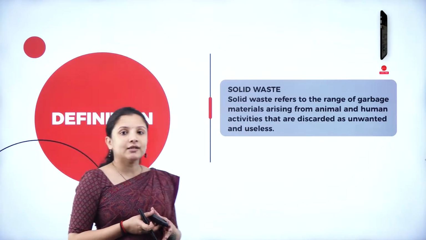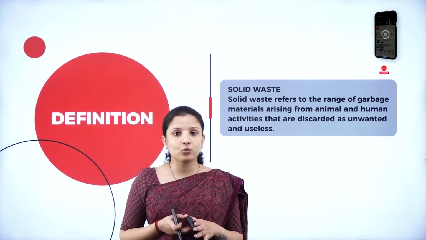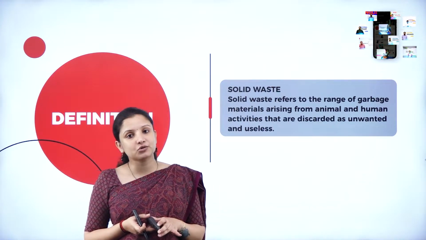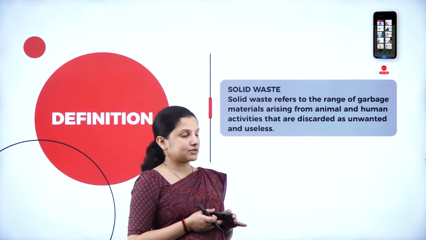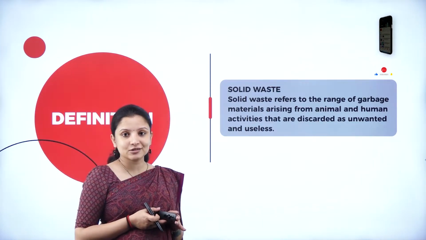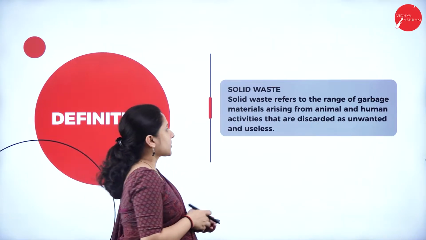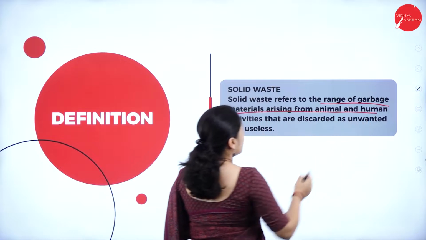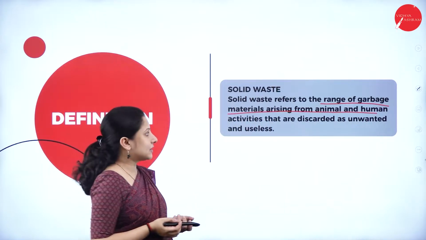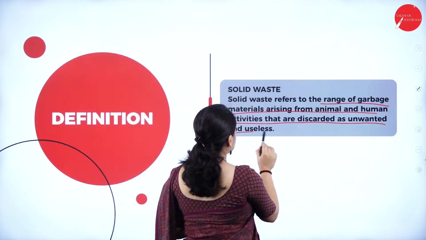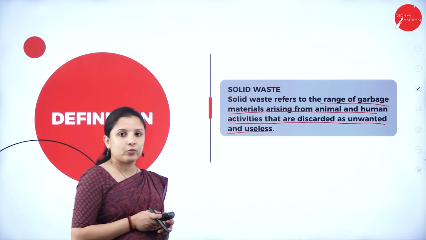So in this session, let us concentrate on solid waste, how to manage this solid waste and what are the different sources of solid waste. So talking about solid waste, what is solid waste? The range of garbage materials that come from animal and human activities that are discarded as unwanted and useless are called solid waste.